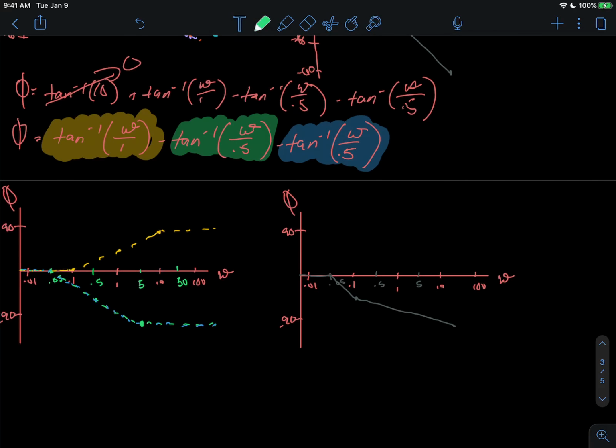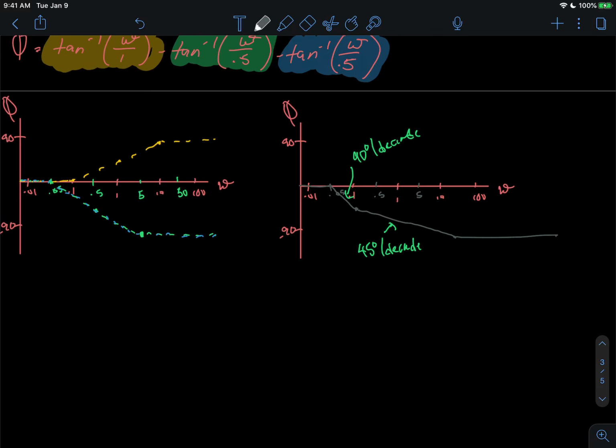Because in this region right there, there's two functions that are causing it to decrease. So that'd be 40 dB, sorry, not 40 dB. That'll be 90 degrees per decade. And then this region right there, it's only going to be 45 degrees per decade. And then at some value, it will just level out at 90. And so that would basically be the Bode plot for this function.